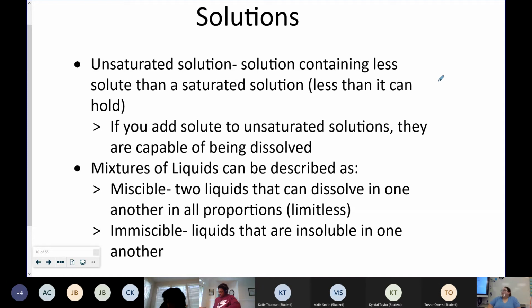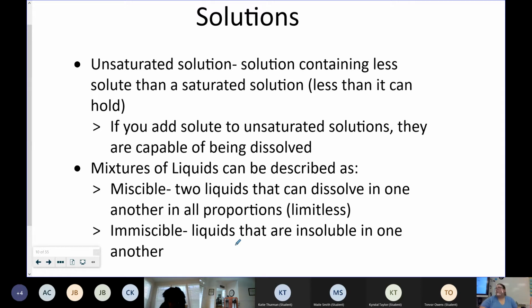There are also mixtures of liquids. We're not really going to deal with this at this point in time. This is one of the things that we decided to leave out or skip. But liquids can dissolve one another as well, depending on their properties. So liquids that are miscible dissolve in one another. Things that are immiscible are liquids that are insoluble in one another. So this would be like water and oil.